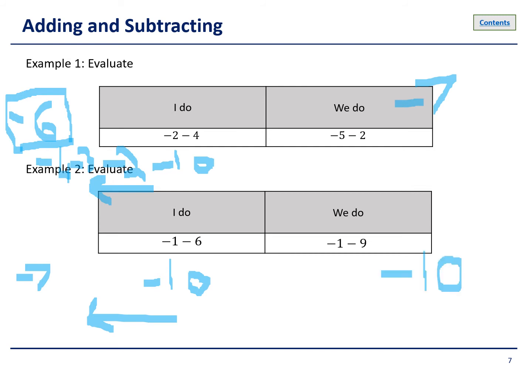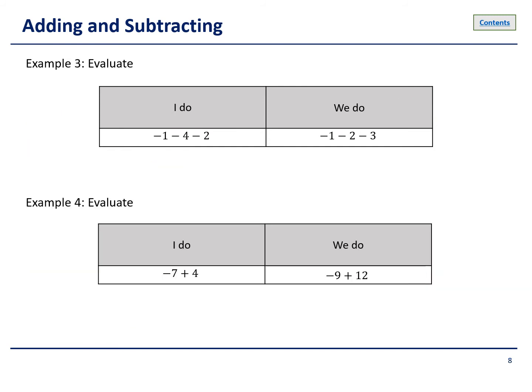Well done if you put the answer as -10. Just like the I do, you started at -1 on the number line and you had to take 9 away, going to the left down to -10 and the negative numbers. Okay, here's some more examples.